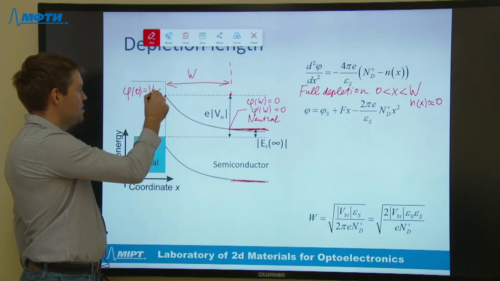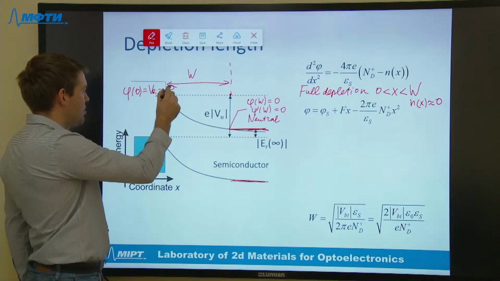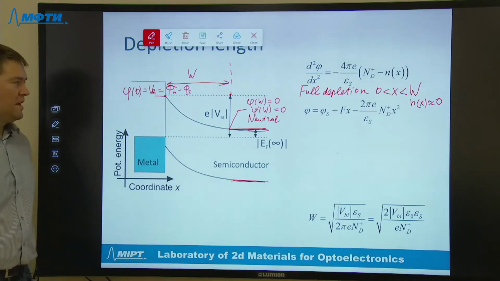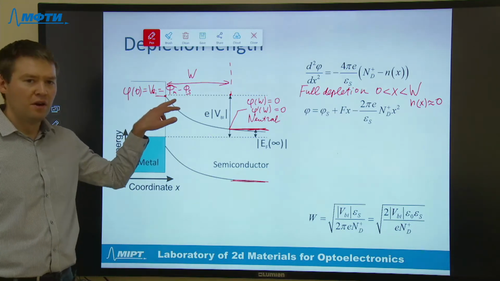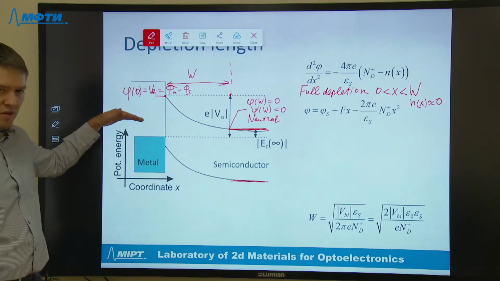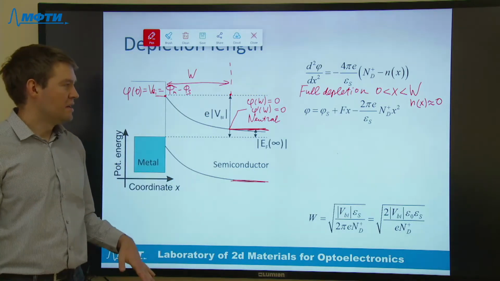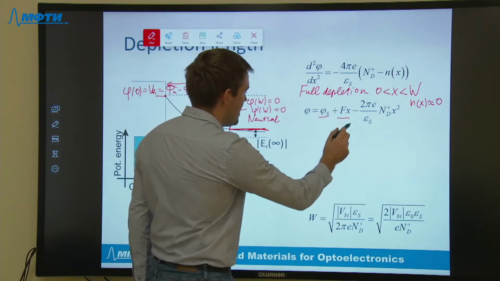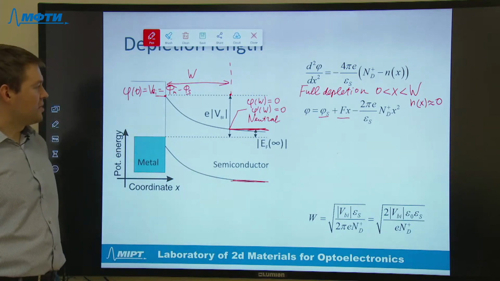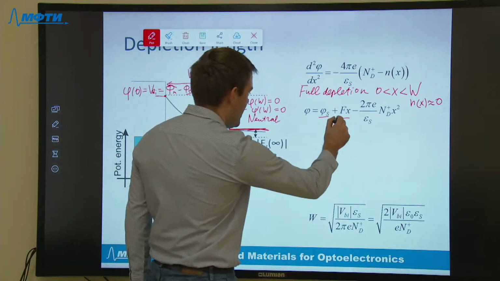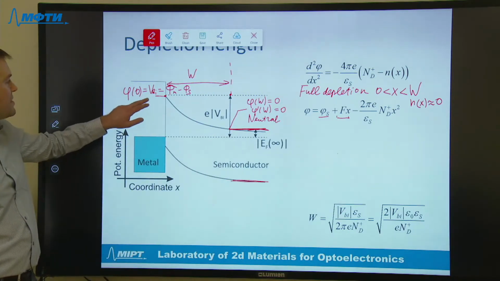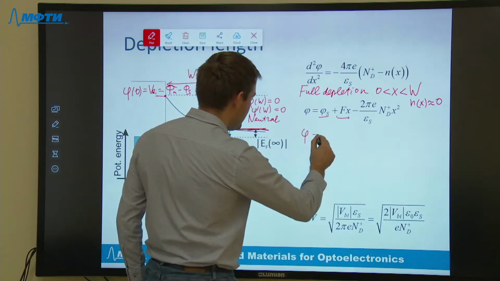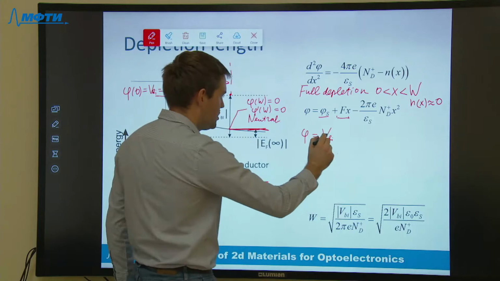The built-in voltage is nothing but the difference between work functions of metal and semiconductor. It is just a tabular value for any contact of a known metal and a known semiconductor. So doing this way, we can find the unknown constants: Vs, the electric potential at the surface, and the constant value F. Actually, already from this first boundary condition, we obtain that the constant Vs is nothing but the built-in voltage.